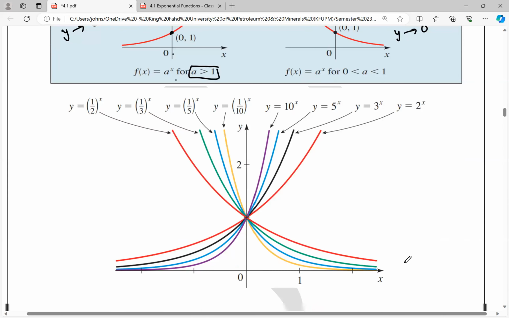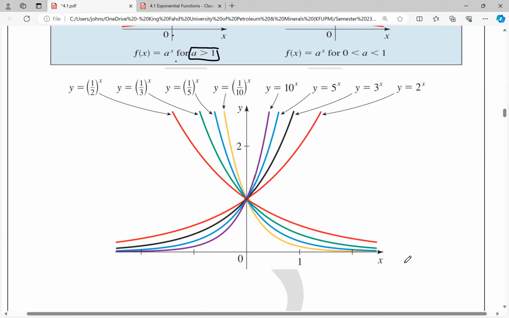Now this is just a quick one to show us the relationship. If you look at this part, for example, this is y equals 2^x, this is y equals 3^x, this is y equals 5^x, and this is y equals 10^x. So it's going to be all the same shape, but the bigger the base, the closer it stretches towards the y-axis.